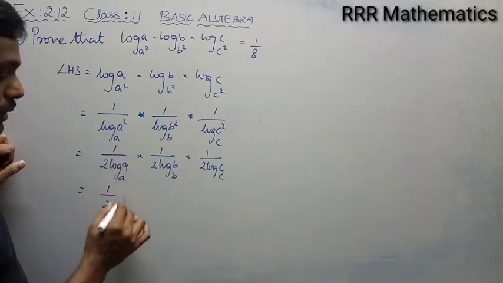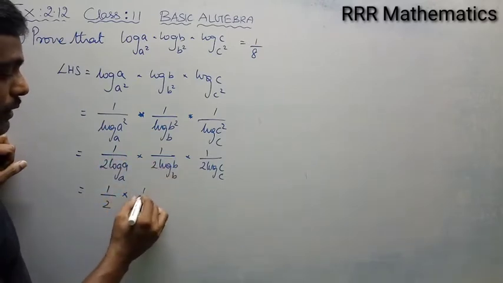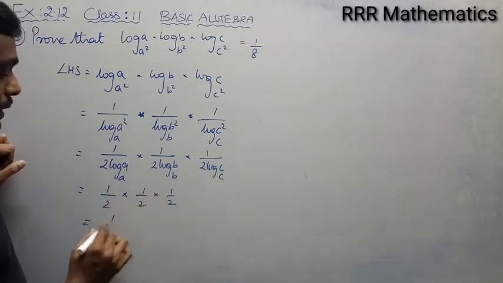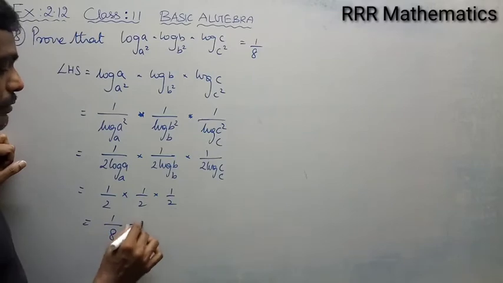So 1 by 2 into 1, 2. 1 by 2 into 1, 2. Into 1 by 2 into 1 gives 2. 1 into 1 into 1, 1. 2 into 2 into 2, 8. This is what the right answer is.